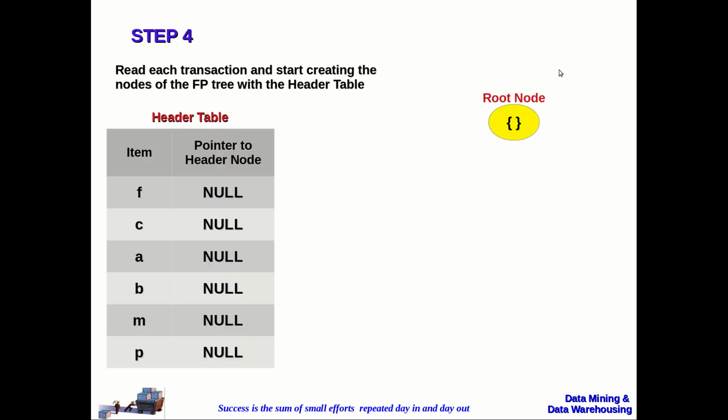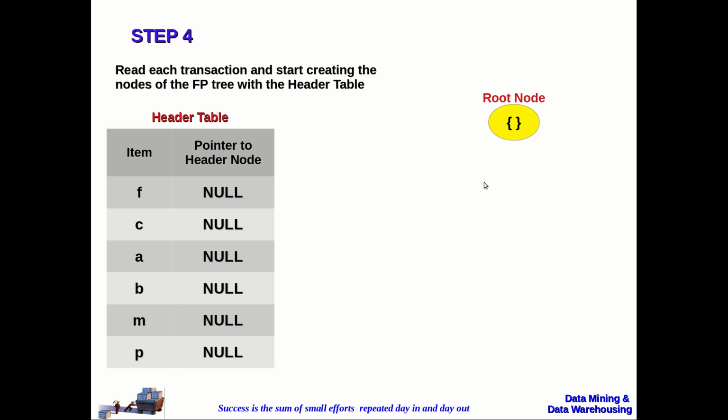Then what are we going to do? We have to read each transaction and start creating the nodes of the FP tree along with the header table. We need to create the tree also. As usual, we create a root node which will not have any item. It is just a root node, which will be pointing to the item prefix subtree.